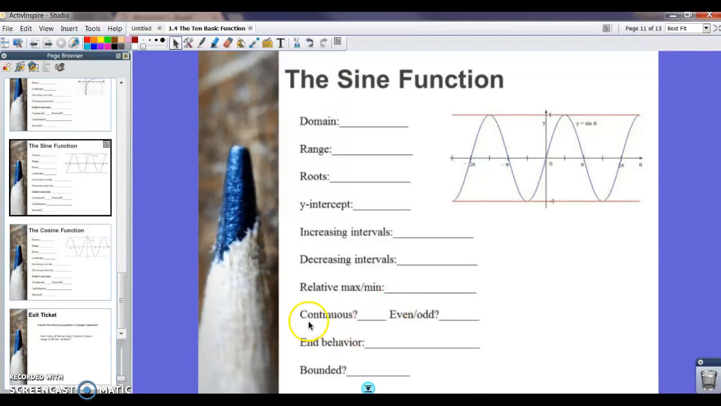Hey everyone, so I'm just going to finish up the notes from class for today. We just have two more functions to do. We have the sine function and cosine function.